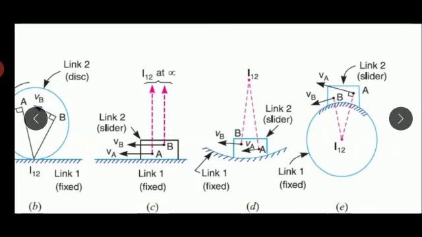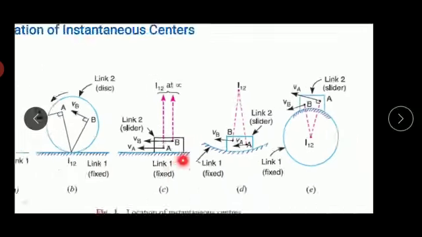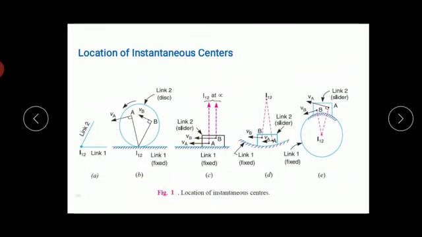Now in the next case, we again have a slider that slides over a fixed link, and that fixed link has a circular path. So the slider is going to slide, and if you take two points A and B, and with respect to the two points A and B you are required to find the instantaneous center, it is going to be I12, and this instantaneous center is going to be at the center of this circle. So these are some of the cases wherein we can locate the instantaneous center with respect to different kinds of cases.